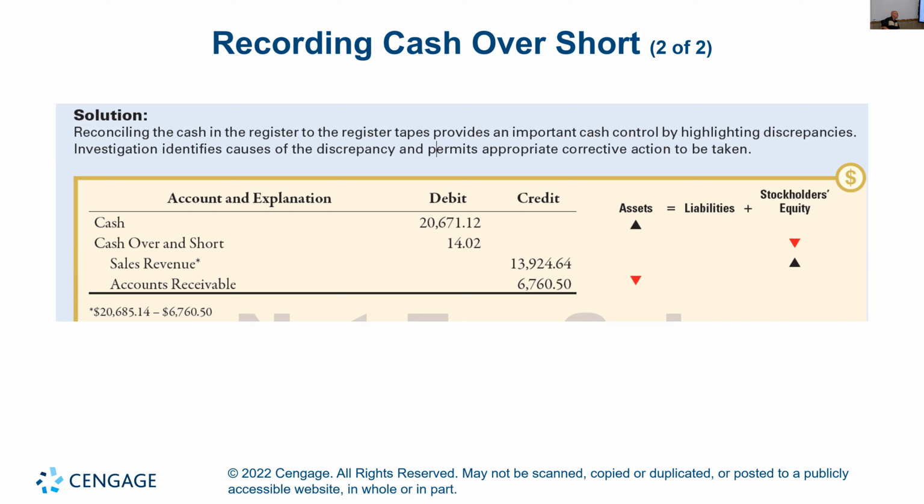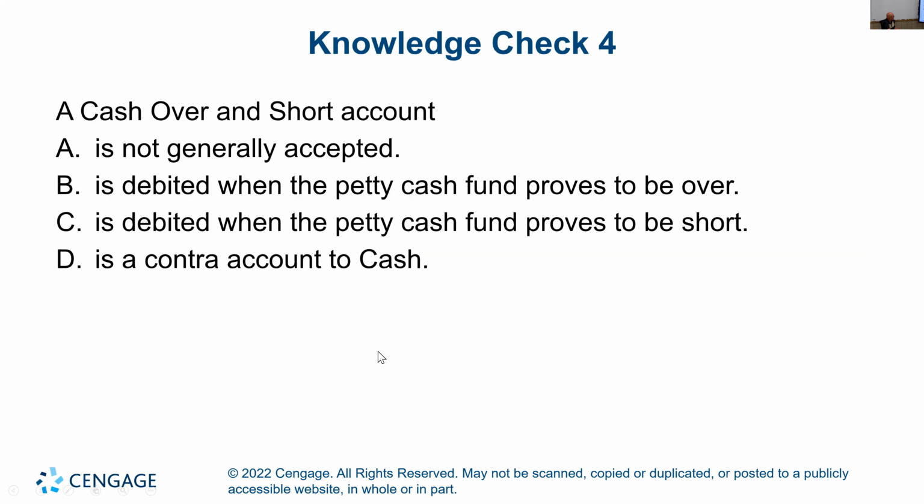A lot of times, you may not have the receivable, which has the sales revenue. You know what it should be. You know how much cash you do have, and you know how much over short you are. If you make a debit, it's because you're short. If you make a credit, it is because you're over.